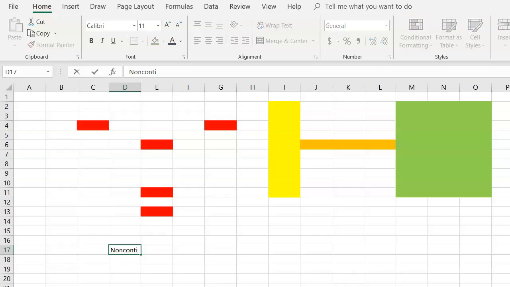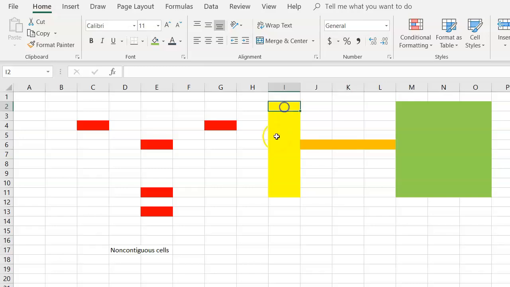Okay, so we have what we call non-contiguous cells, which are cells that are not next to each other. Then we have contiguous cells like these over here, which we have a vertical selection, a horizontal selection, and then a multi-column, multi-row selection.